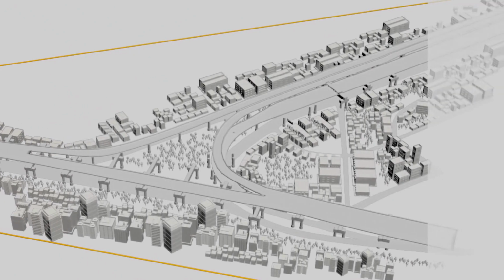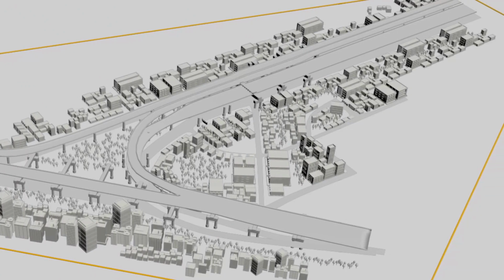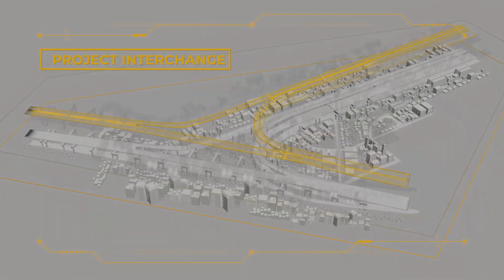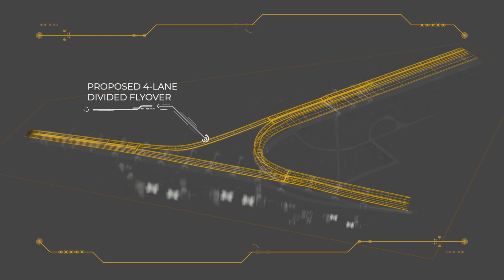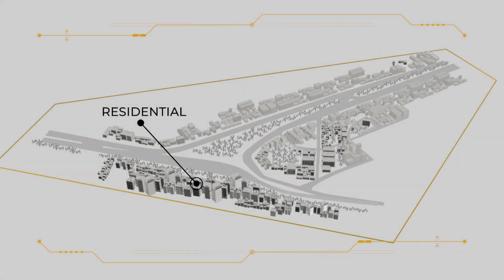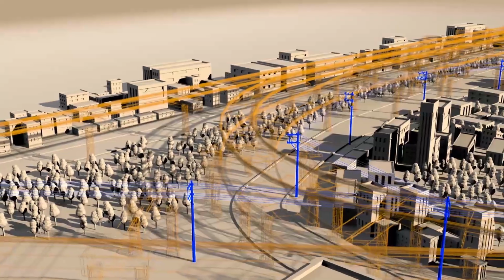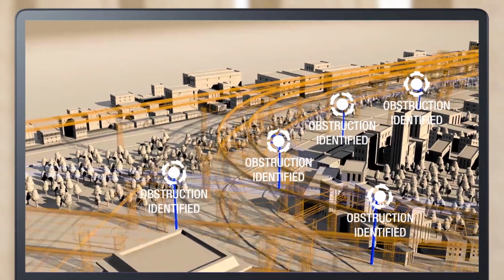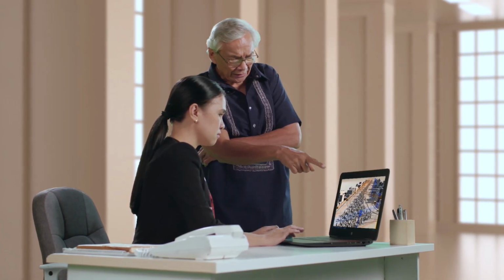To better understand the process of pole relocation, consider the real-life proposed project interchange. Project interchange is a proposed 4-lane, divided flyover that is being built to ease traffic congestion in roads, servicing high-density residential, commercial, and industrial areas. However, the project builders identified overhead electrical line crossings that need to be cleared for project construction to begin.